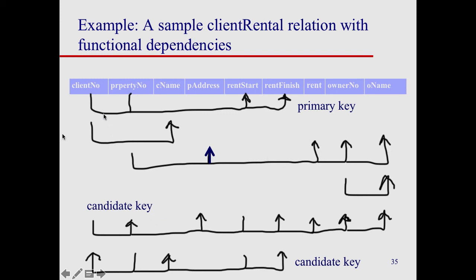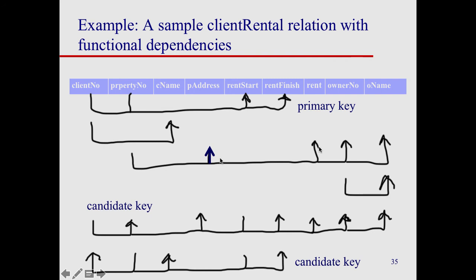Okay, now, so that's what it turns out. Client number and property number are a primary key because together, and with client number and property number individually, they determine all the other attributes.